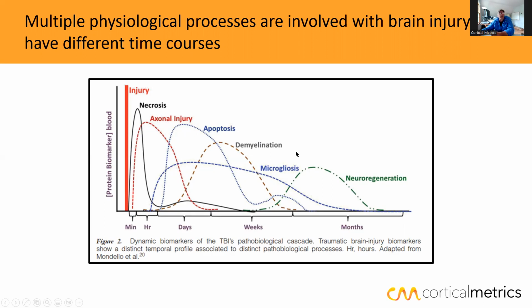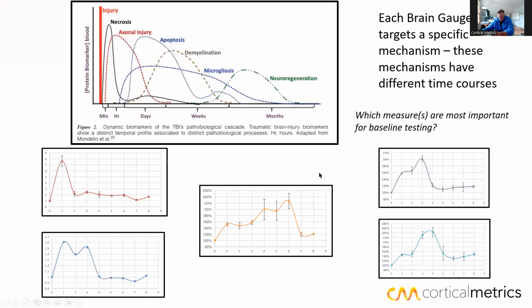Now, let's take a look at Brain Gauge scores. The interesting thing is that a lot of the people that push the other outcome measures get all bent out of shape about the Brain Gauge working well.